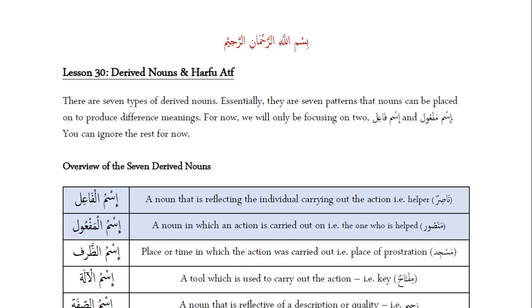So words can either be derived from that, or they can be derived from the past tense verb. Those are the two opinions that we learned. So from that, words are placed onto patterns, and those patterns produce new meanings. So what we're going to be looking at are 7 of those patterns that nouns can be placed on in order to produce different nuanced meanings.